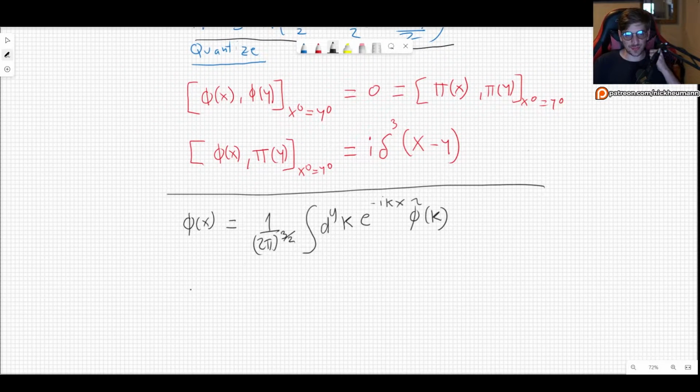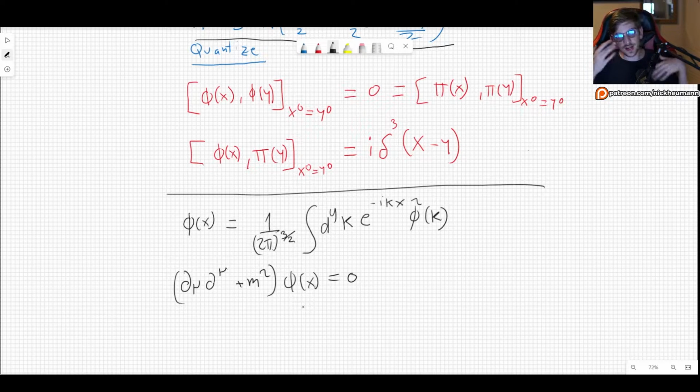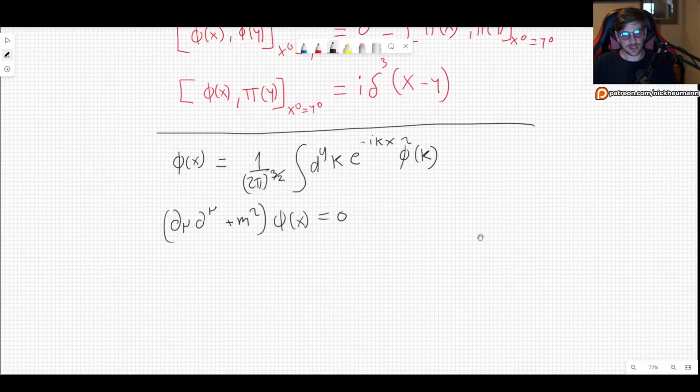So the first thing that we will do is plug this back into the Klein-Gordon equation, right? So the Klein-Gordon equation was simply this, right? This times phi of x equal to 0. So let's now plug these solutions in so that we can just learn a few things about it.